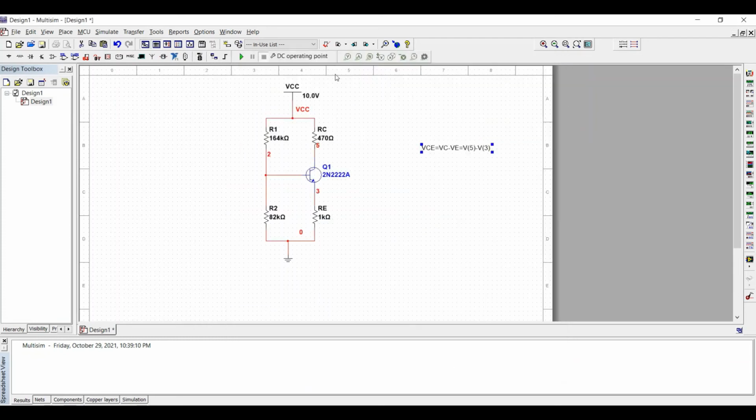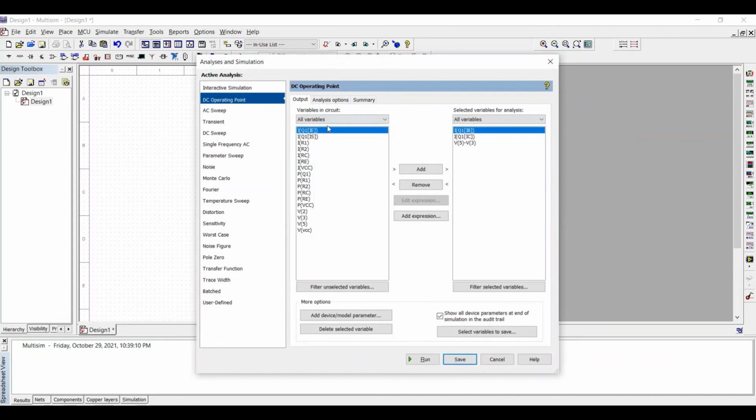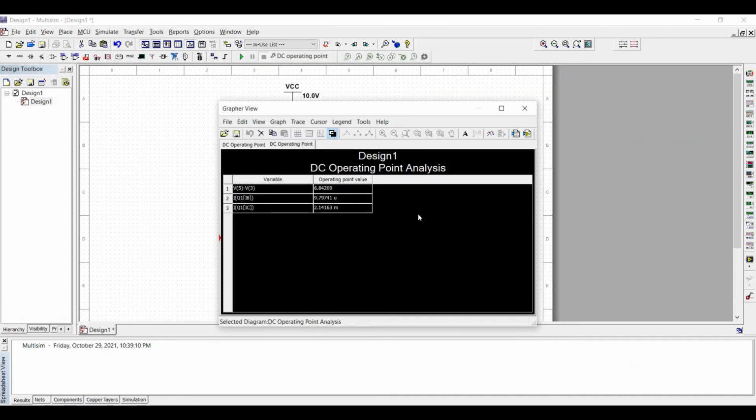Again go to DC operating point. These are added. Just run it. You will get this table. So your VCE value is coming out to be 6.842. IB value is coming out to be 9.79 and IC is 2.14 milli. Okay, so these are your operating point practically.